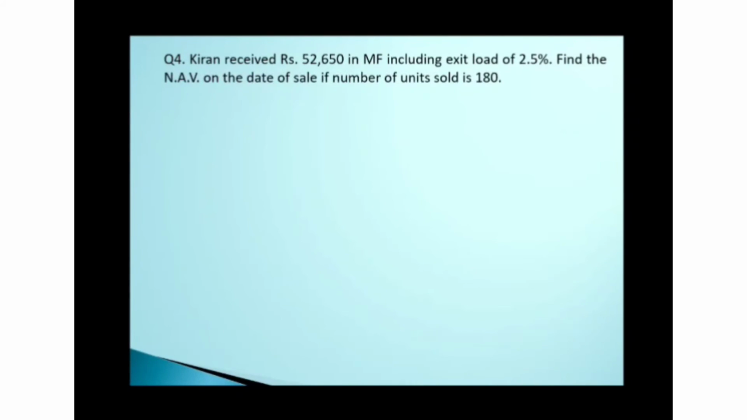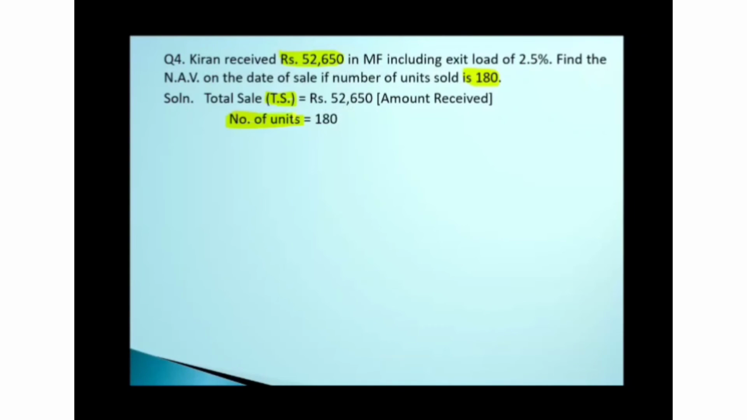So we will see what are the details given here. The first data is your total sale, which is given to be 52,650. That is the first given data, also known as the amount received. Then we go to the second component, the number of units, which is given to you as 180. Number of units is 180.